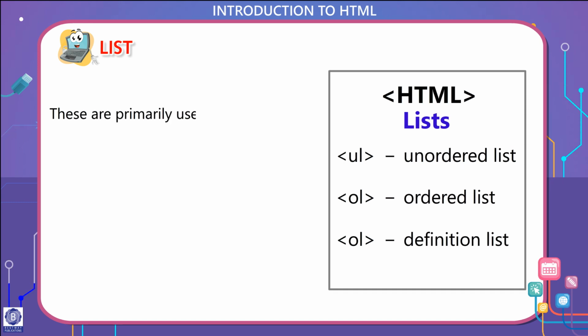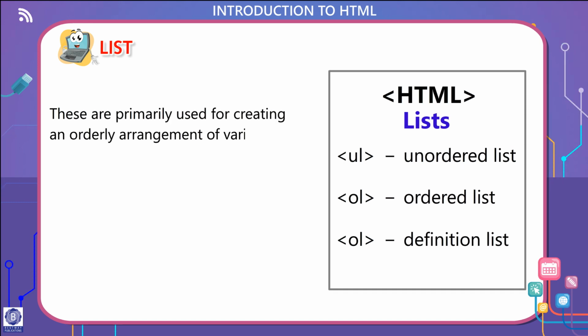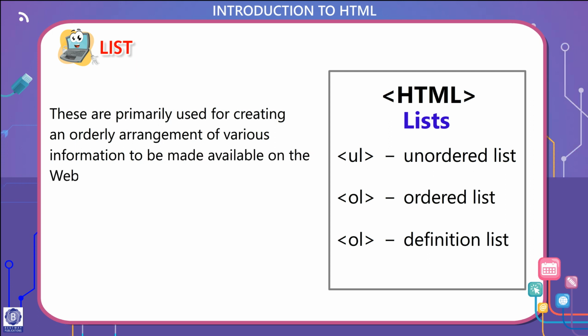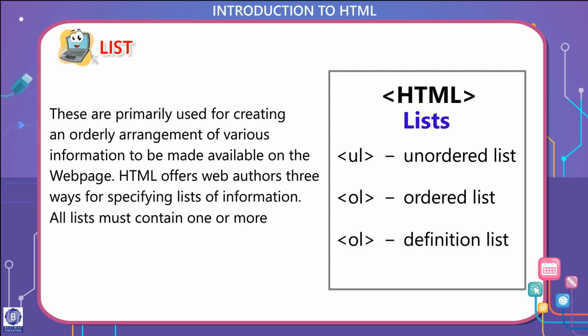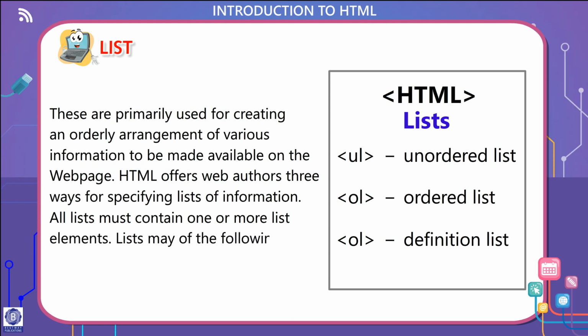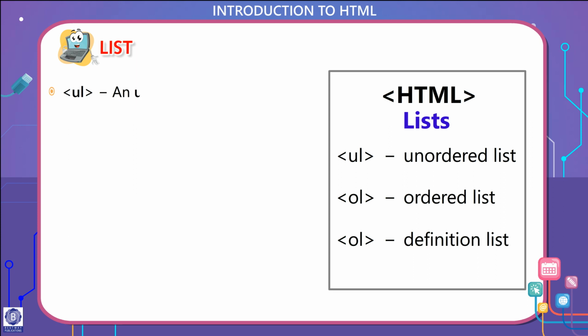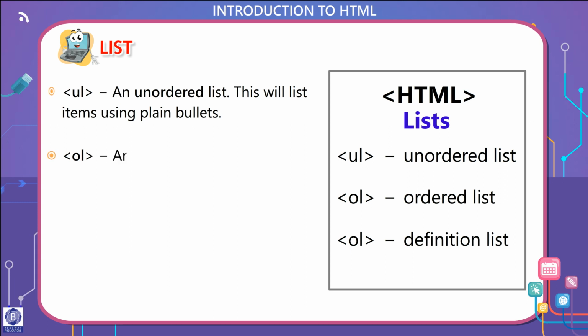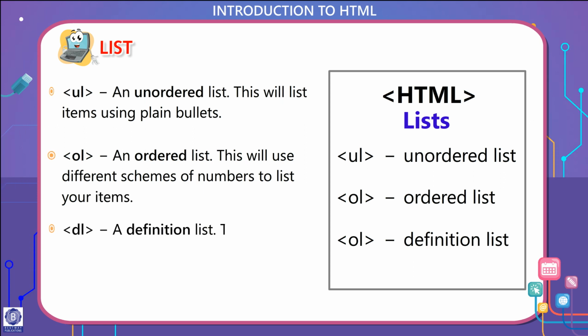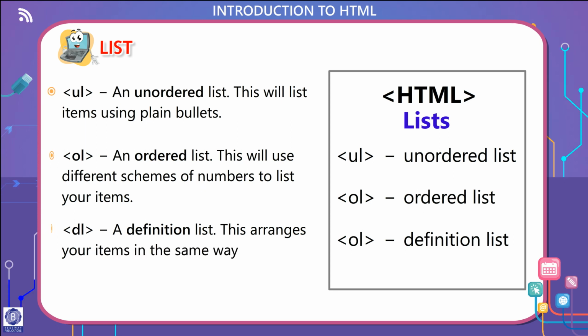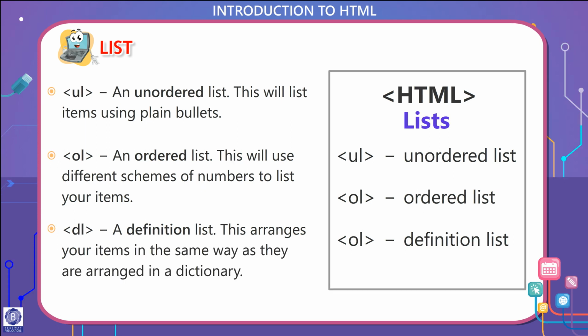List. These are primarily used for creating an orderly arrangement of various information to be made available on the web page. HTML offers web authors 3 ways for specifying lists of information. All lists must contain one or more list elements. Lists may be of the following types. UL, an unordered list. This will list items using plain bullets. OL, an ordered list. This will use different schemes of numbers to list your items. DL, a definition list. This arranges your items in the same way as they are arranged in a dictionary.